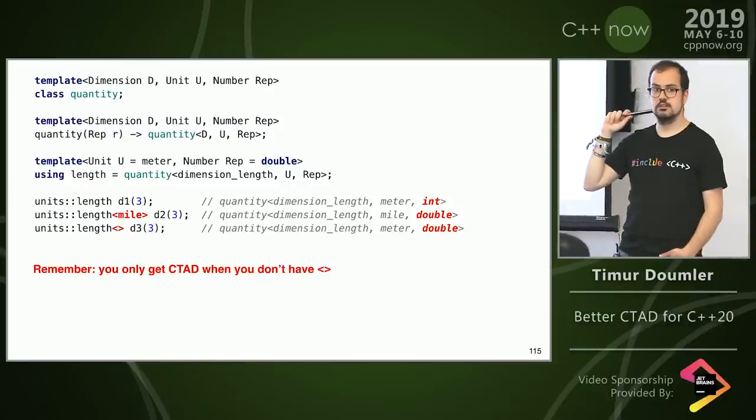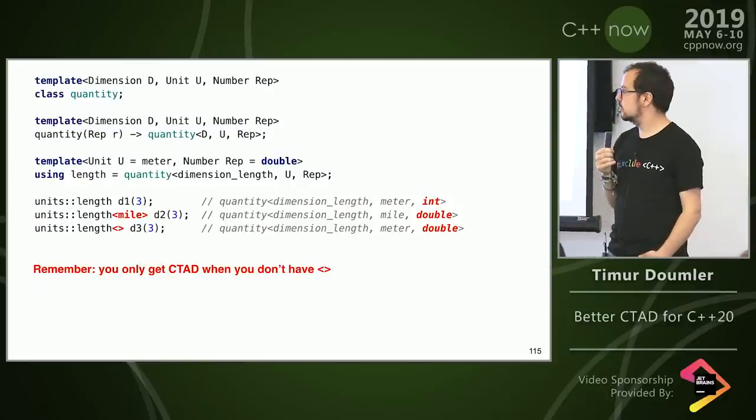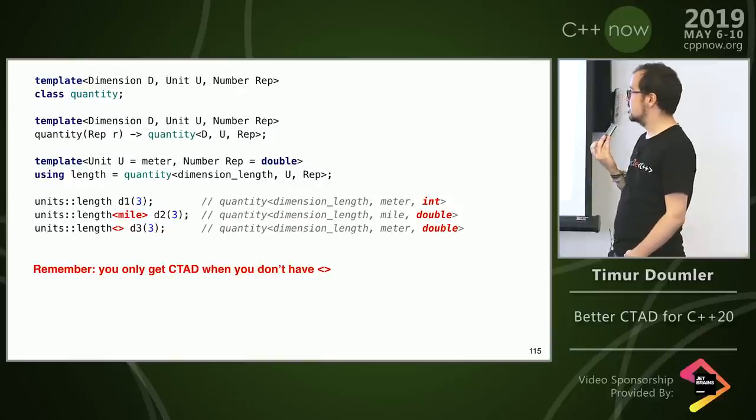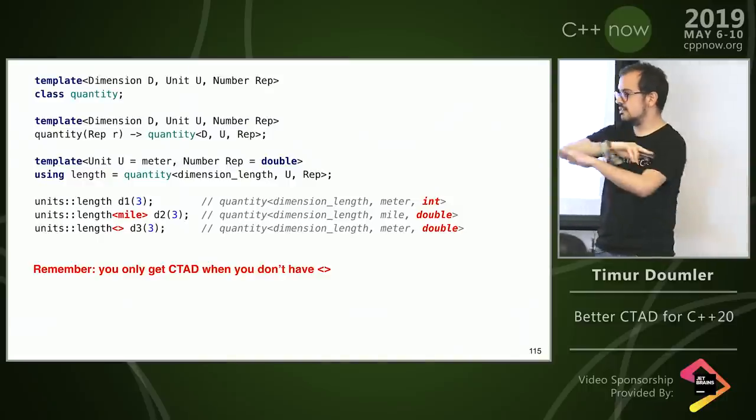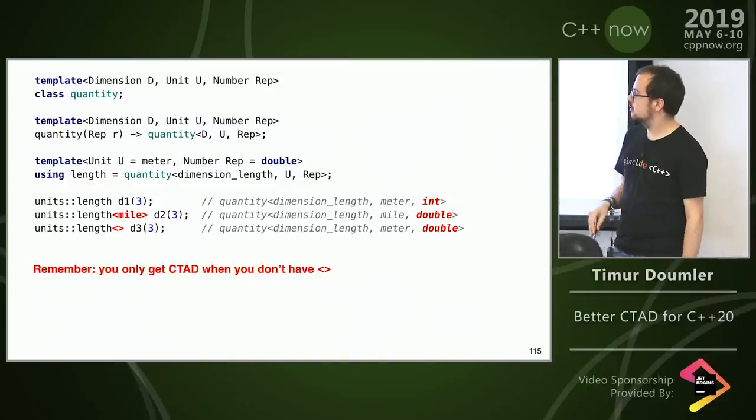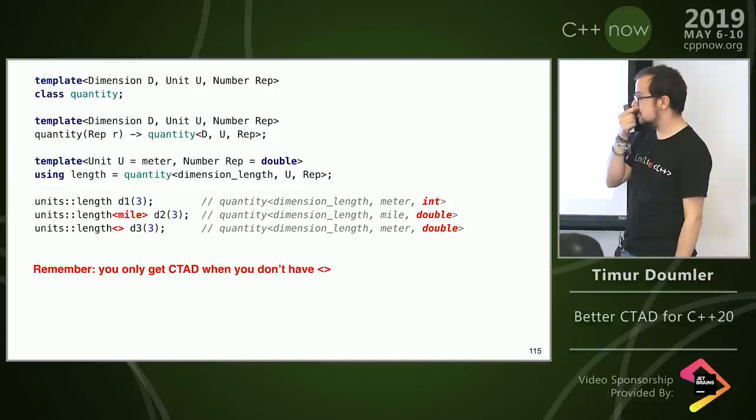The comment was, is that a breaking change? And the answer is, it's not a breaking change, because as soon as you have angle brackets, you don't get CTAD, so nothing changes for this case. But in the first case, when you have all the arguments defaulted.